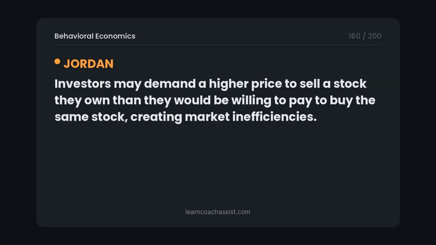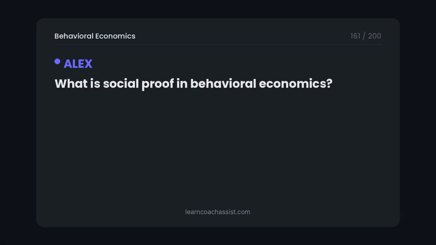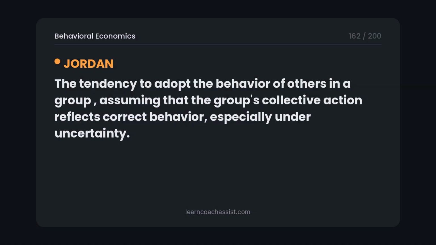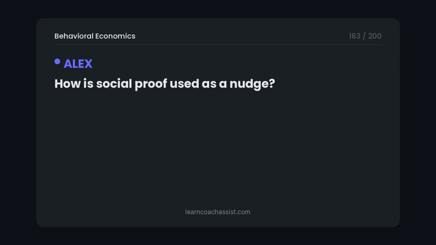Investors may demand a higher price to sell a stock they own than they would be willing to pay to buy the same stock, creating market inefficiencies. What is social proof in behavioral economics? The tendency to adopt the behavior of others in a group, assuming that the group's collective action reflects correct behavior, especially under uncertainty. How is social proof used as a nudge?